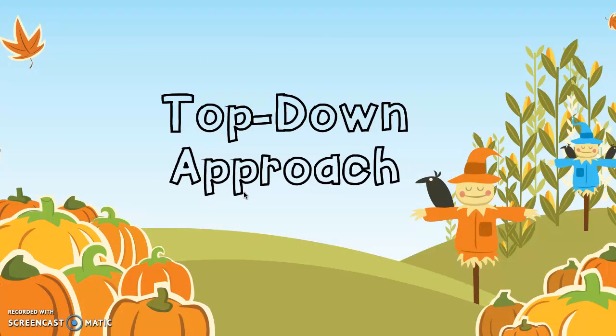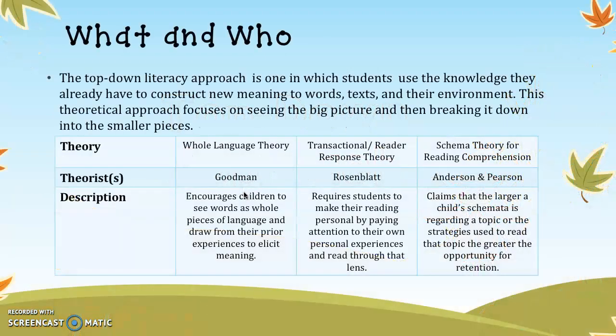So, what is the top-down approach? The top-down approach is a literacy approach in which students use the knowledge they already have to construct new meanings to words, text, and their environment. This theoretical approach focuses on seeing the big picture and then breaking it down into smaller pieces.